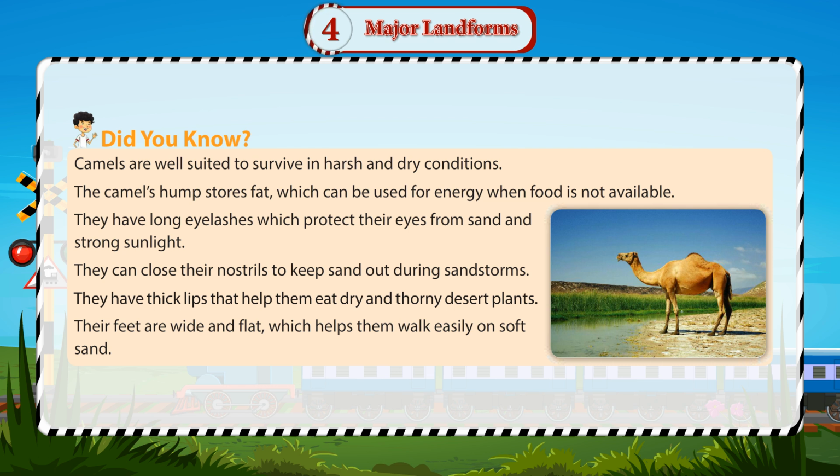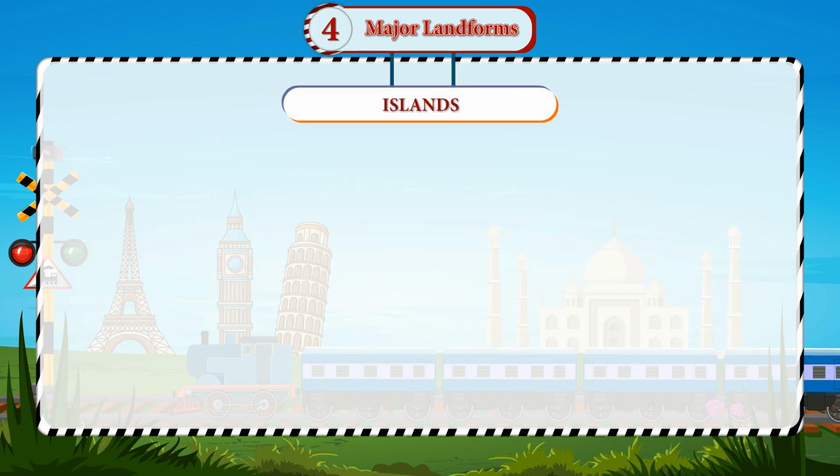They can close their nostrils to keep sand out during sandstorms. They have thick lips that help them eat dry and thorny desert plants. Their feet are wide and flat, which helps them walk easily on soft sand.